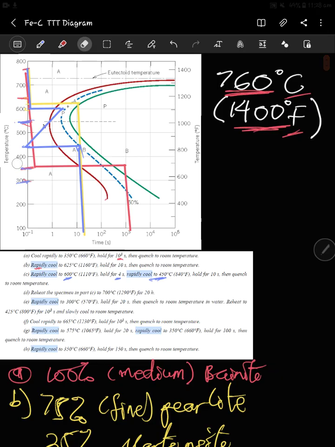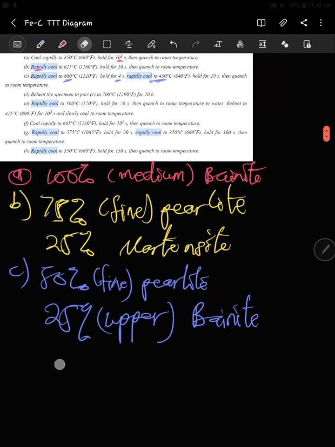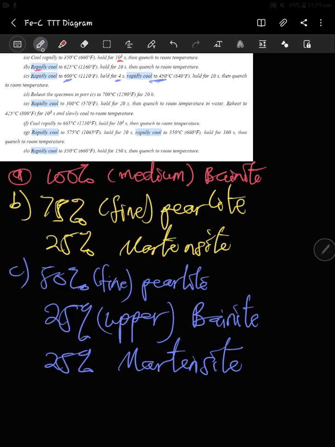What do we do now? Now we have 25% of this, meaning that we have 25% of the austenite left. So all of it will tend to martensite, right? So that's what will happen. So we have 25% martensite because we quenched in the end. Right? So now we'll go to C.